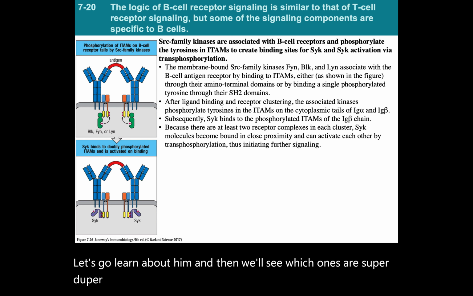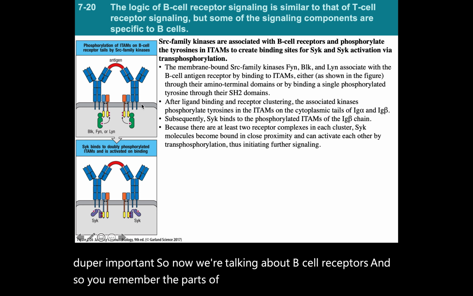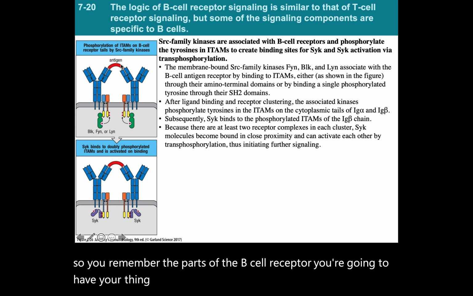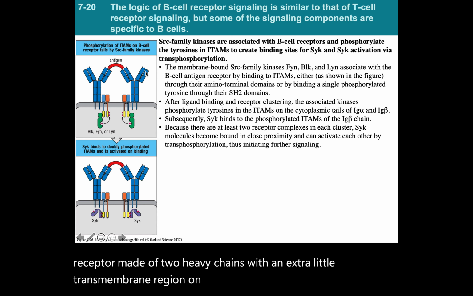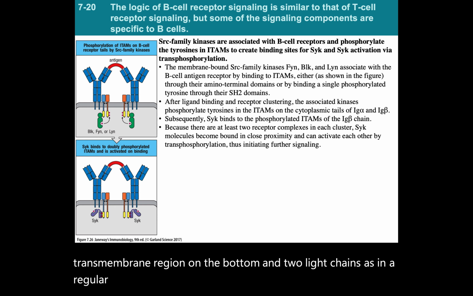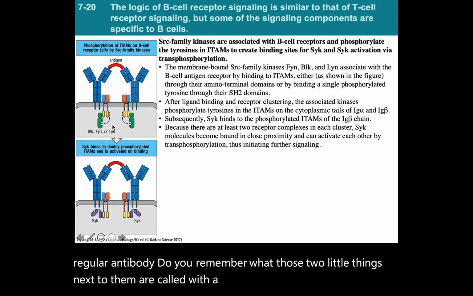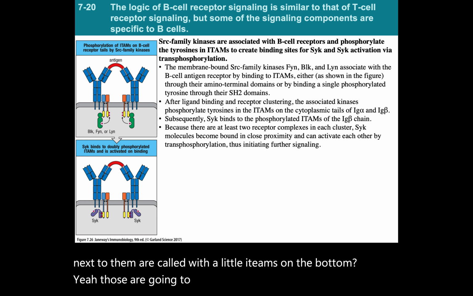So now we're talking about B cell receptors. You remember the parts of the B cell receptor? You're going to have your thing that looks like an antibody, which is the B cell receptor, made of 2 heavy chains with an extra little transmembrane region on the bottom, and 2 light chains, as in a regular antibody. Do you remember what those 2 little things next to them are called, with the little ITAMs on the bottom? Yeah, those are going to be Ig alpha and Ig beta.